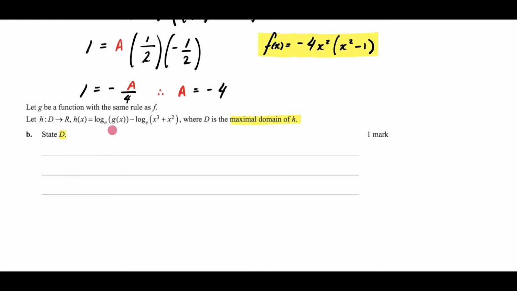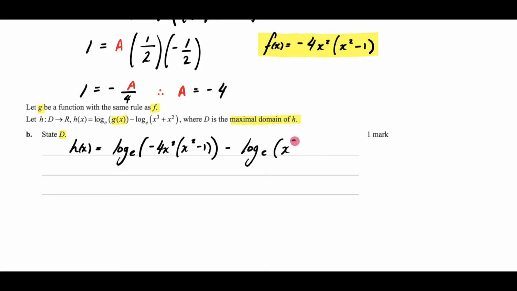We have been told that g of x is the same thing as f. So the very first thing I would do is simply rewrite it with that piece of information. I know that h of x is going to be equal to log e, and in place of g of x, I can just put f of x. So it's going to be negative 4x squared, x squared minus 1. Then I'm going to minus log e of x cubed plus x squared. Okay, let's make sure I didn't copy anything down wrong there. It doesn't look like I have.